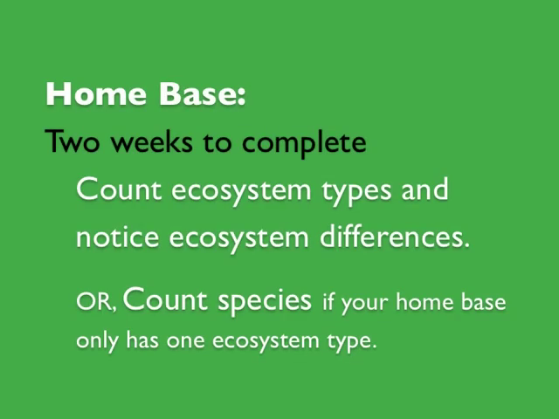Now, if your home base is completely homogeneous, which means there are no differences, the whole area is just exactly the same, then what I want you to do is count species. How many kinds of trees are there? How many kinds of grass? How many kinds of birds? How many kinds of insects? How many kinds of mammals? Count the things that you actually see rather than what you imagine will be there. And that will give you another sense of biodiversity.